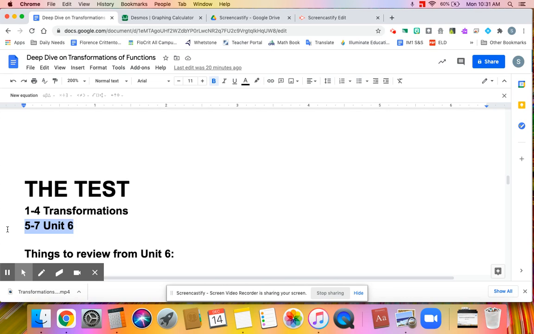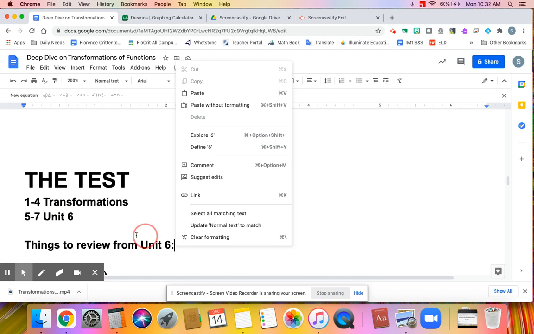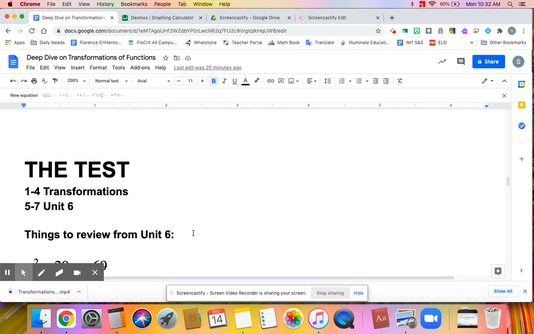So I'm going to end the deep dive for transformations at this point. However, there's going to be a second video about the test itself and about the stuff from unit 6 that's on the test that you need to remember in order to do well on the test. Which is why this unit has 2 different videos in it. One for the deep dive and one in order to review the stuff from unit 5 and 6 that's going to show up a lot on this test.